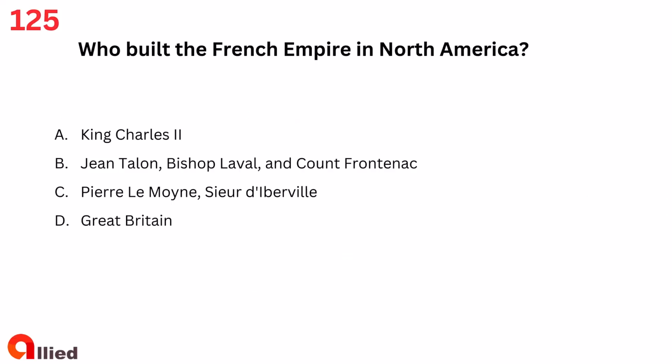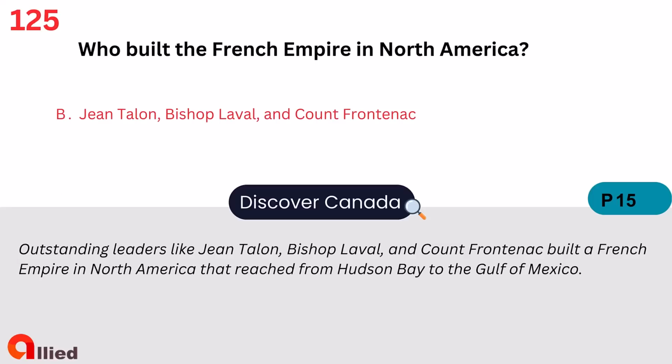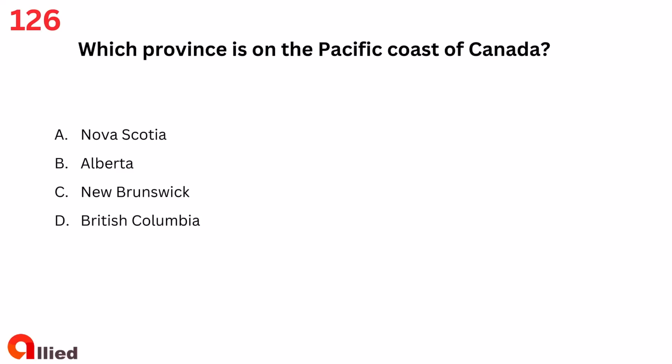Question 125. Who built the French Empire in North America? A. King Charles II. B. Jean Talon, Bishop Laval, and Count Frontenac. C. Pierre Le Moyne, Sieur d'Iberville. D. Great Britain. The answer is B. Jean Talon, Bishop Laval, and Count Frontenac. Question 126.